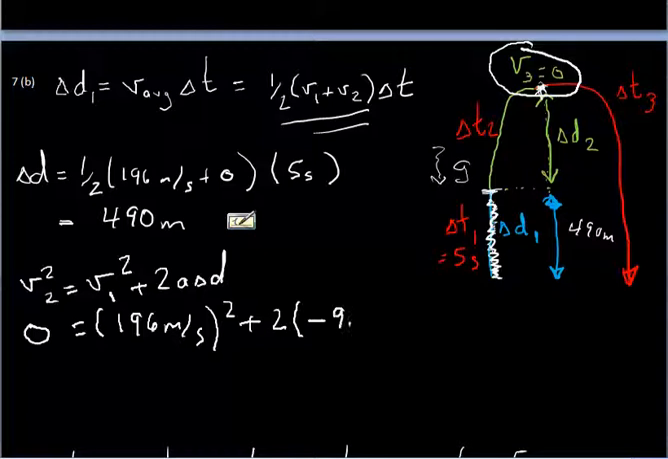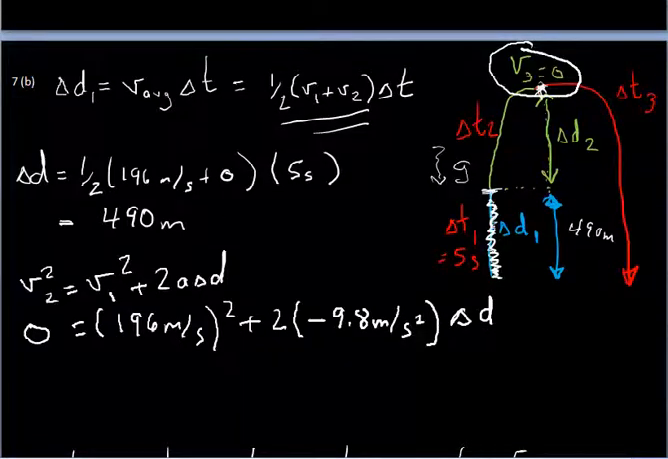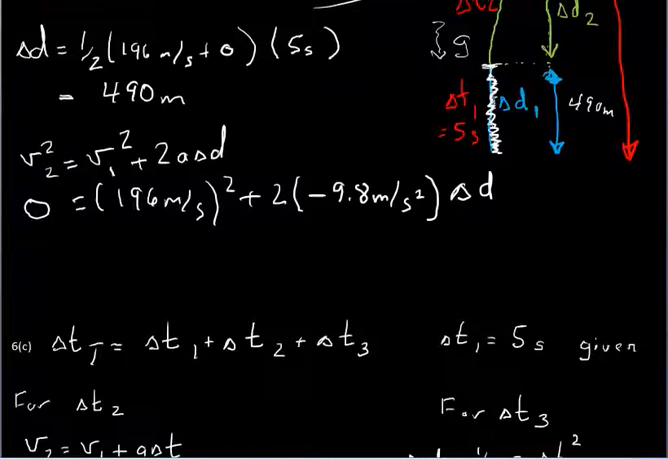gravity. Now, be very careful with your signs. Remember, gravity is down, so this is a negative value. And delta D is, I don't know. So that's what I'm looking for. That's good. Okay. When I solve for that, I get a displacement of 196 meters.